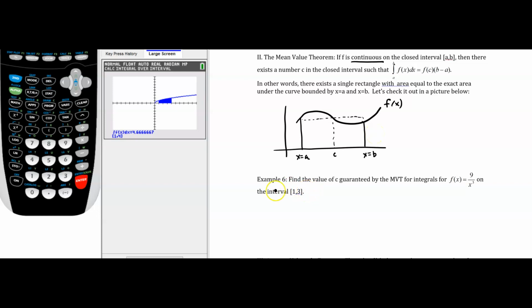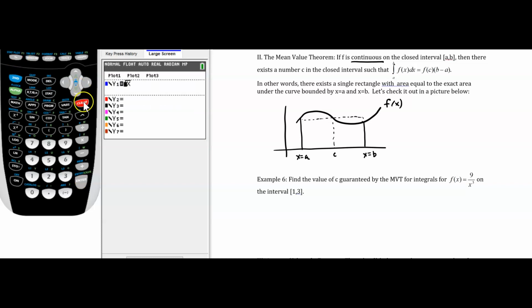So it says, let's find the value of c guaranteed by the mean value theorem for integrals for the function 9 over x cubed on the interval from 1 to 3. Okay, and so we can even take a look at what y equals 9 over x cubed looks like. So let's do that. Let's say 9 divided by x cubed. And let's go to the graph. Remember, we're just interested between 1 and 3.